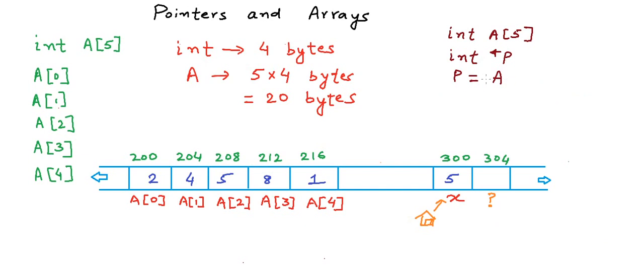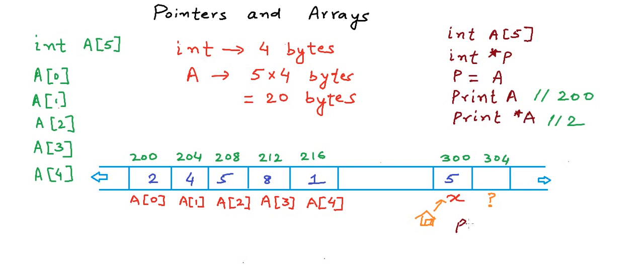So we can write a statement like p is equal to a. In fact, we do not even need to take this address in another pointer variable. If we simply print a, then this gives us nothing but the address of the first element in the array. And if we want to dereference this and try to print asterisk a, then this will give us the value.